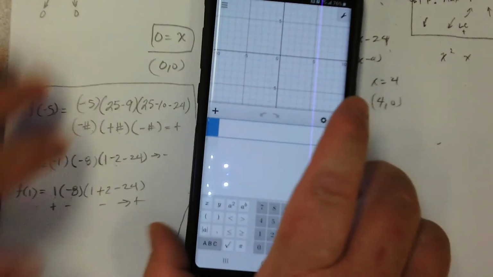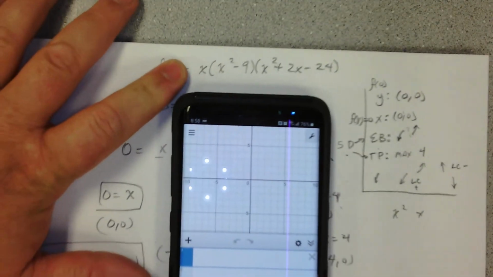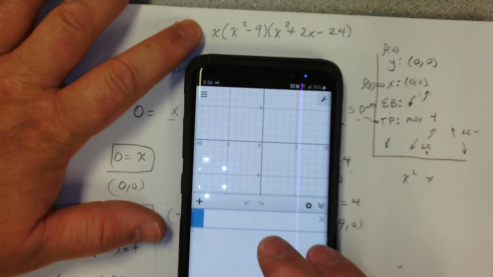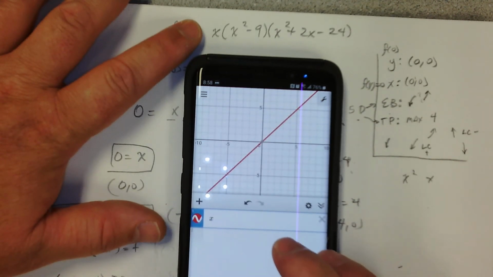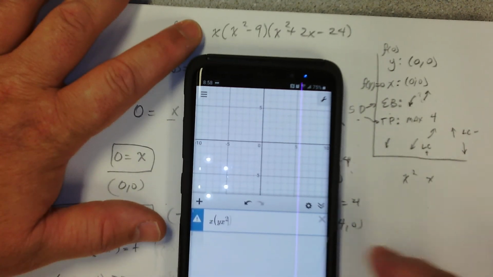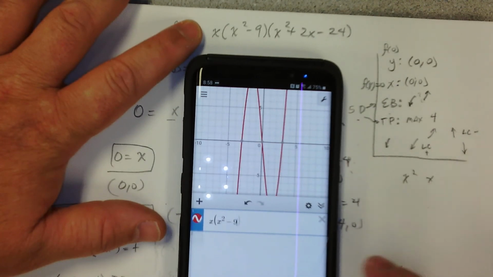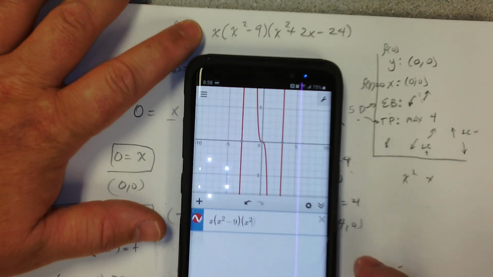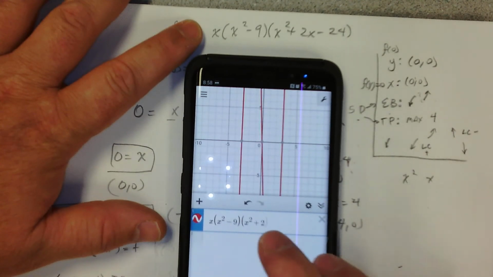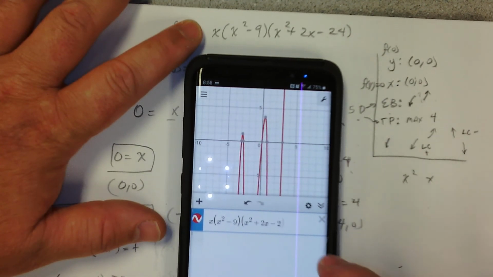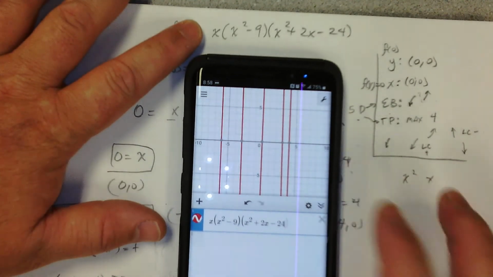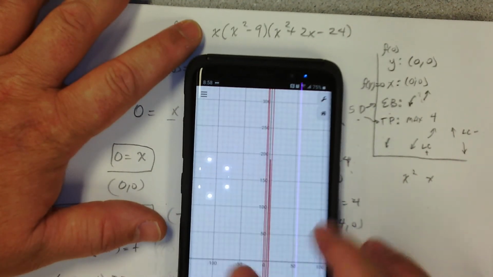So here's what we're going to do. I'm going to use Desmos to plug in this function. I'm going to just check to see if I've got the general idea correct. So it's x parentheses, x squared minus 9, close parentheses, x squared plus 2x minus 24. Oh man, look at that. So let's zoom out. Oh man, that's so funky looking.